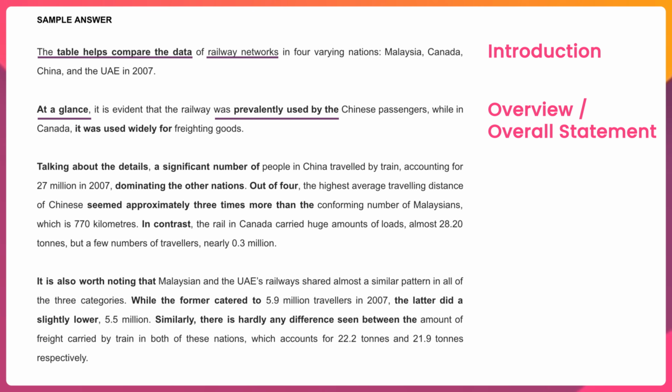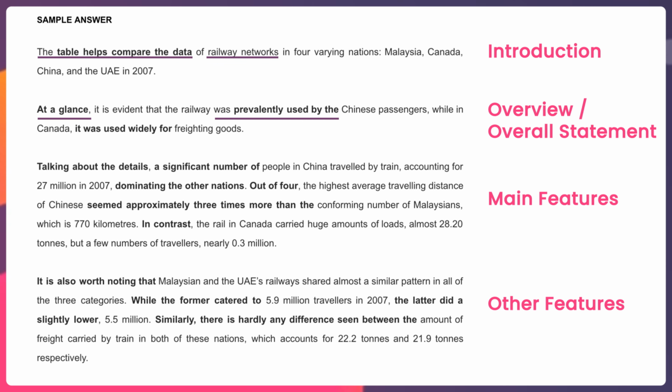The next paragraph, that is the 3rd paragraph, talks about the detailed segments of the table. You can also see that there are many numbers in the table, but not all the numbers or the data are presented. You only have to select the main features to be explained, or let's say the main trend that is to be explained. The last paragraph talks about Malaysian and UAE railways, and it is a comparison which is clearly mentioned in the 2 sentences.